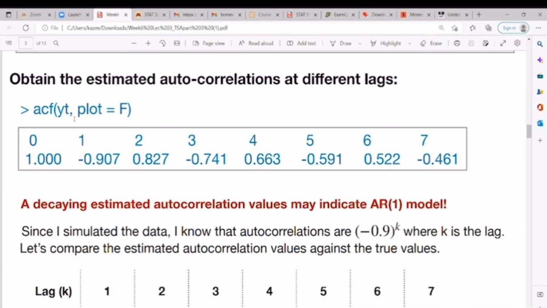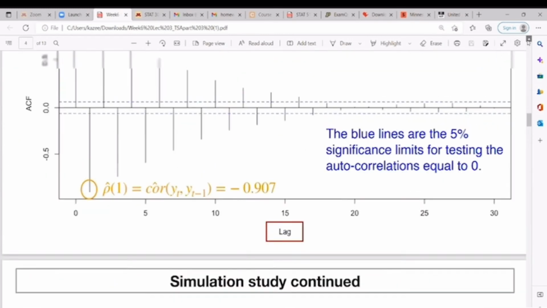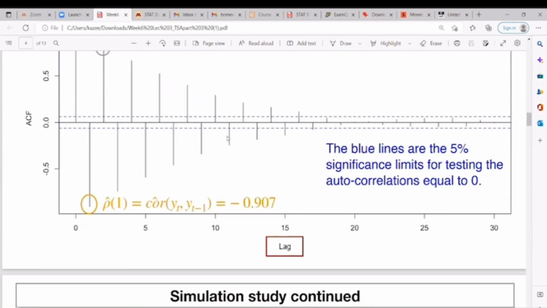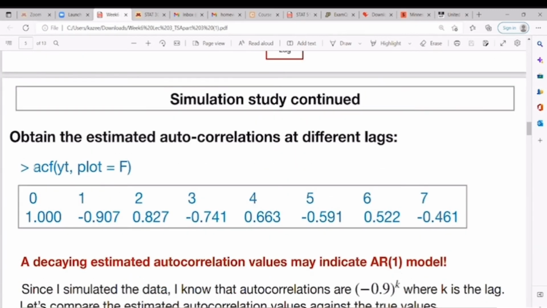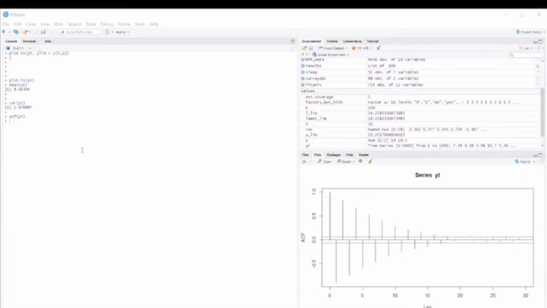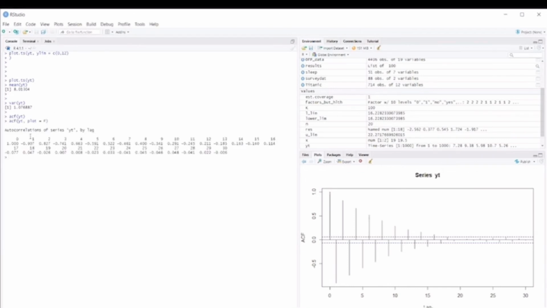If you really want to have access to each of the values of the autocorrelation here, I can just write the ACF of YT with plot equal to F. Give me 1 second, I'm going to go to R now and paste that. Now it gives me the autocorrelation for up to 30 lags.